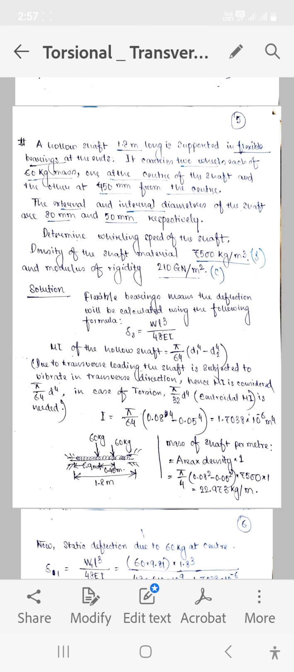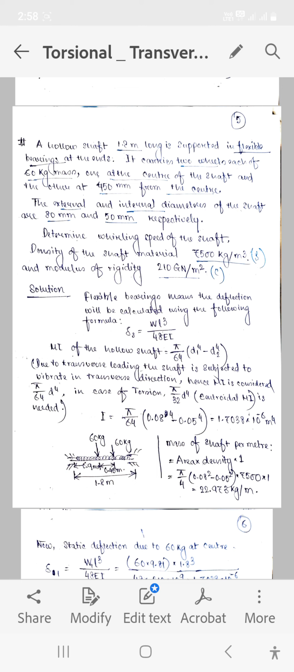First of all, note down that it is 1.8 meter long and supported on flexible bearings. That means the ends are not fixed, because with flexible bearings you can consider them simply supported also. If they are fixed, some equations will be different, but if they are flexible then the equations will be different. I shall discuss them in due time.